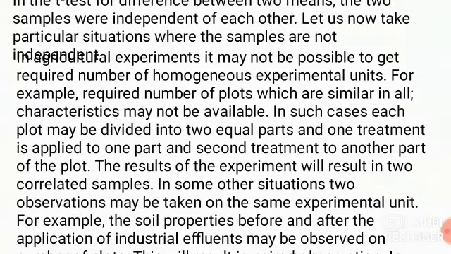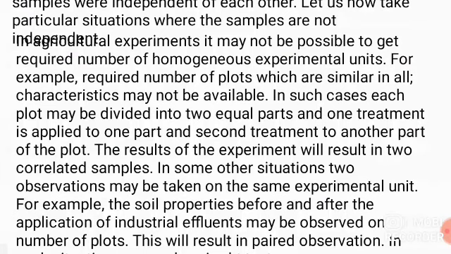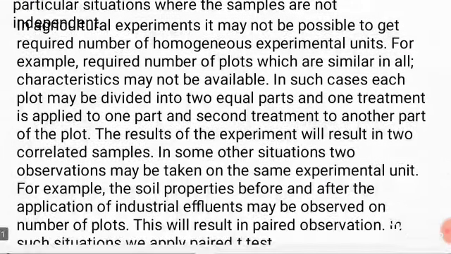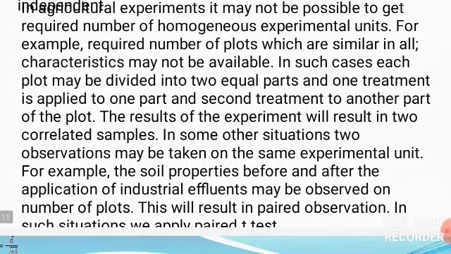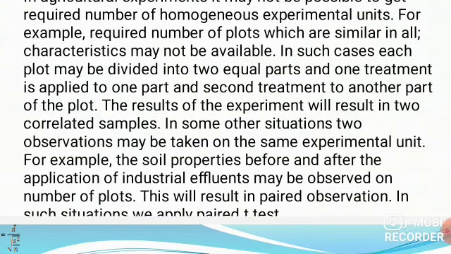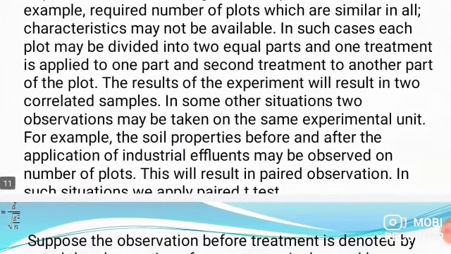In such cases, each plot may be divided into two equal parts, and one treatment is applied to one part and the second treatment to another part of the plot. The result of the experiment will be two correlated samples. In some other situations, two observations may be taken on the same experimental unit. For example, the soil properties before and after the application of industrial effluents may be observed on a number of plots.